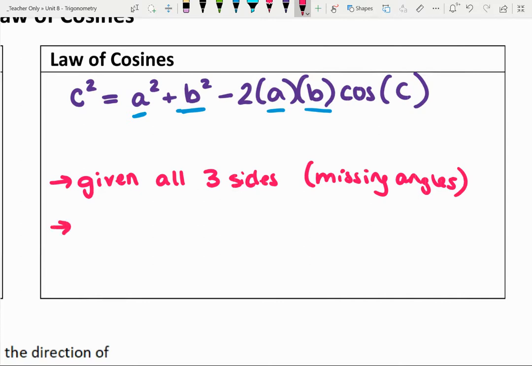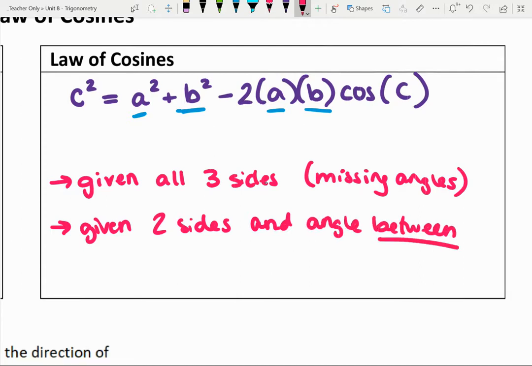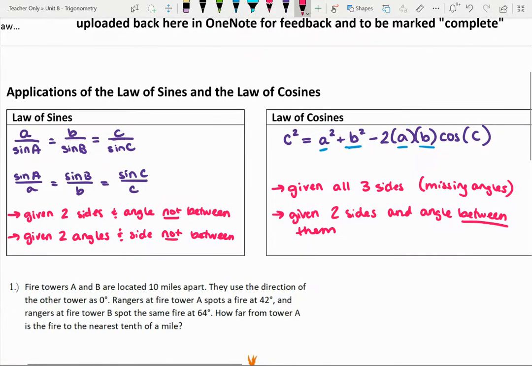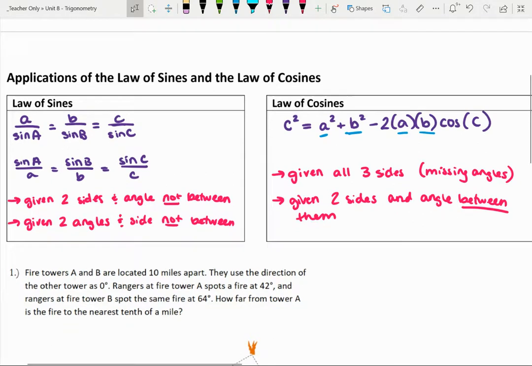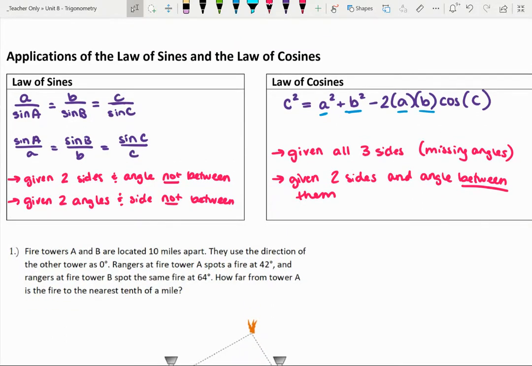We can also use the law of cosines if we are given two sides and the angle that's between them. So when we are dealing with the law of cosines, we have to have at least two side lengths, whether we have just two or we have all three. And if we only have two side lengths, we need to have an angle that's between them. If we have an angle that's not between them, then we use the law of sines. So as we look at these applications, we're going to practice not only using the law of sines and cosines, but identifying opportunities to use them.